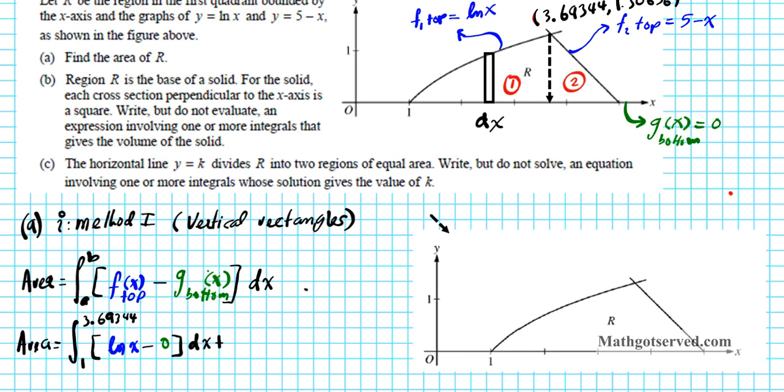Now we have to add the area of the second region. Okay, let's go ahead and set that up. That's going to be the integral from where we stopped before, 3.69344, all the way to, this is 1, 2, 3, 4, 5, that's 5 right there, all the way to 5 of the function on the top now changes, that's why we have two integral expressions, to 5 minus x. Let me use a different color, now changes to 5 minus x, 5 minus x minus the function on the bottom is still 0, so minus 0. All right.